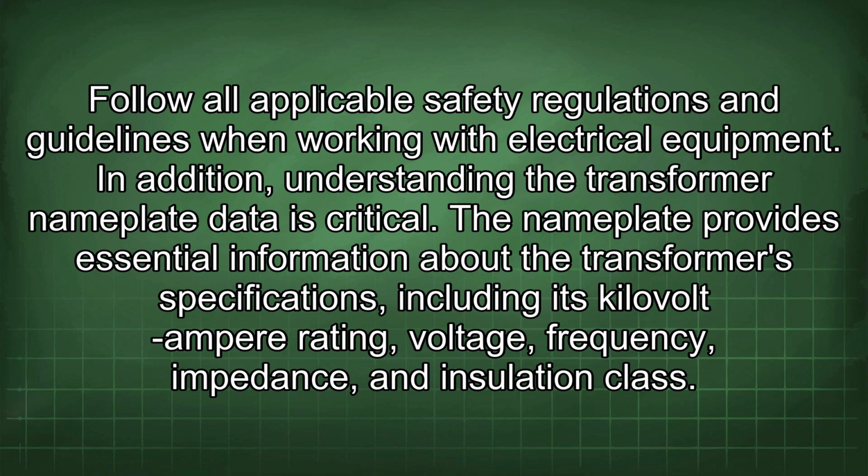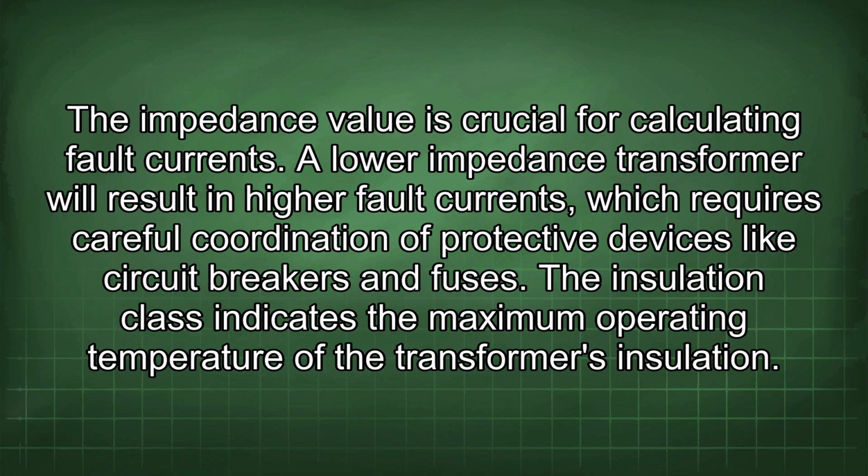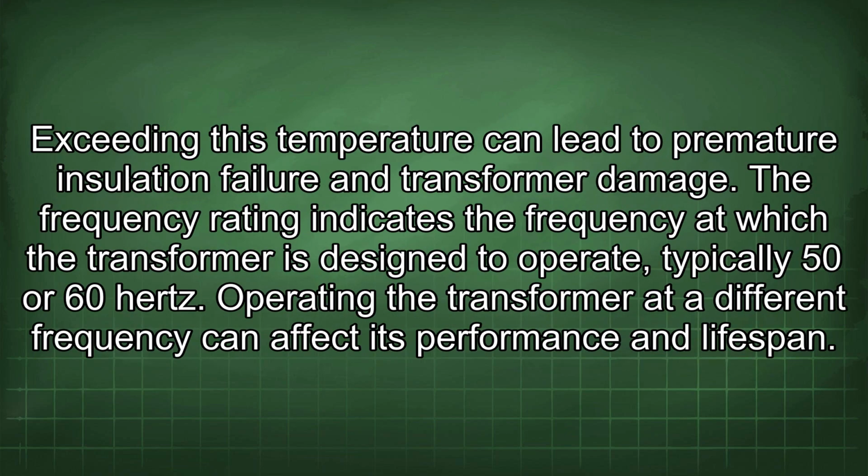The nameplate provides essential information about the transformer's specifications, including its kilovolt ampere rating, voltage, frequency, impedance, and insulation class. The impedance value is crucial for calculating fault currents. A lower impedance transformer will result in higher fault currents, which requires careful coordination of protective devices like circuit breakers and fuses. The insulation class indicates the maximum operating temperature of the transformer's insulation. Exceeding this temperature can lead to premature insulation failure and transformer damage.